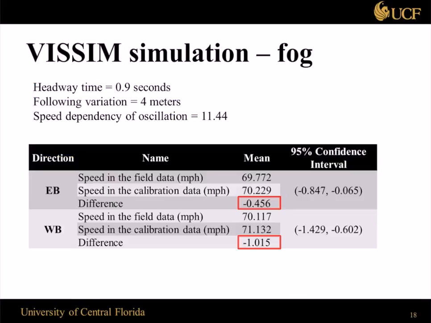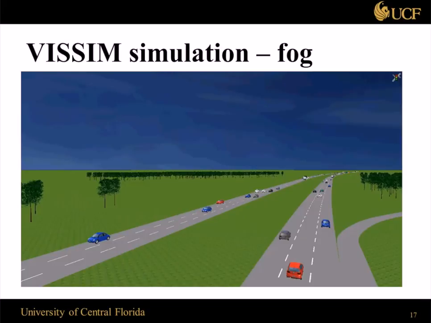This one is our VISSIM simulation. We put data connection points at the same location as the MVDS detector. So when the data connection point provides the simulated speed and it is compared with the MVDS speed, the simulation is calibrated and validated.